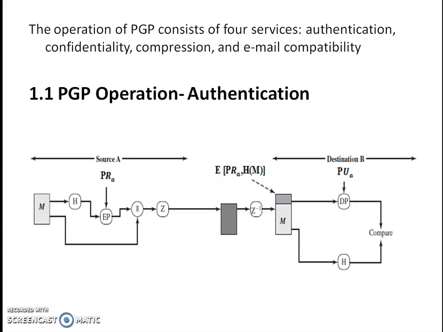First one is the authentication, second confidentiality, third one the compression to reduce the size, and the email compatibility, so that it should be able to run on different platforms. So today we are going to discuss the first service. Even though we need the combination of all these 4 services, first we will see the authentication services.